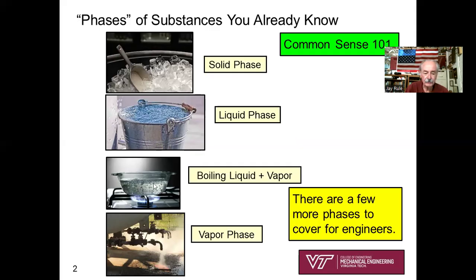But if you took that exact water and put it on the stove, adding heat, you're going to get a mixture. It's a boiling mixture of liquid and vapor. You've observed this. And then finally, the vapor phase, which I've tried to depict with this steam coming out of the bottom of a vessel through some valves and some piping.